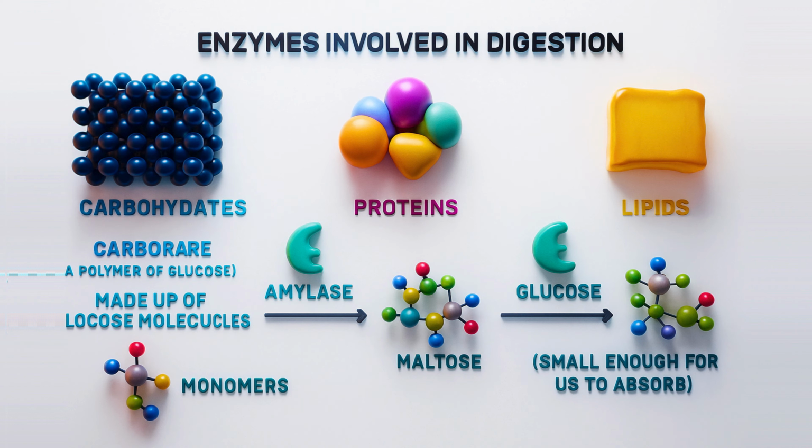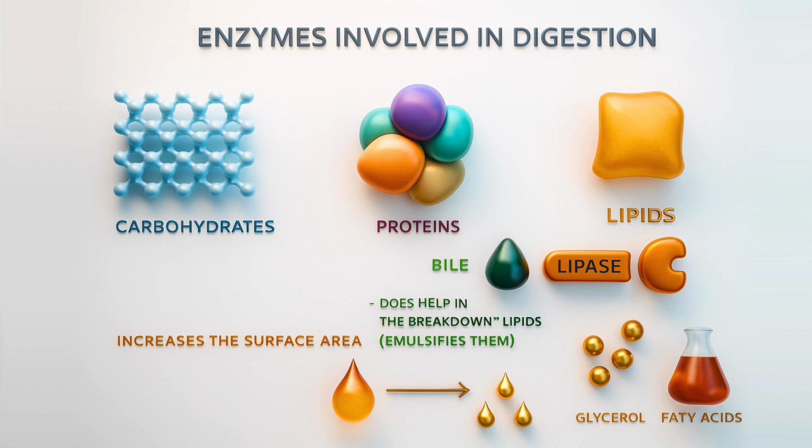To complete the process, another enzyme called maltase is used to split each maltose molecule into two glucose molecules. These glucose units are now small enough to be absorbed into the blood and used for energy in cellular respiration. An interesting and useful pattern to notice is that many enzymes have names ending in the letters ASE, such as amylase and maltase, which makes them easier to identify and remember. Now, let's move on to proteins.